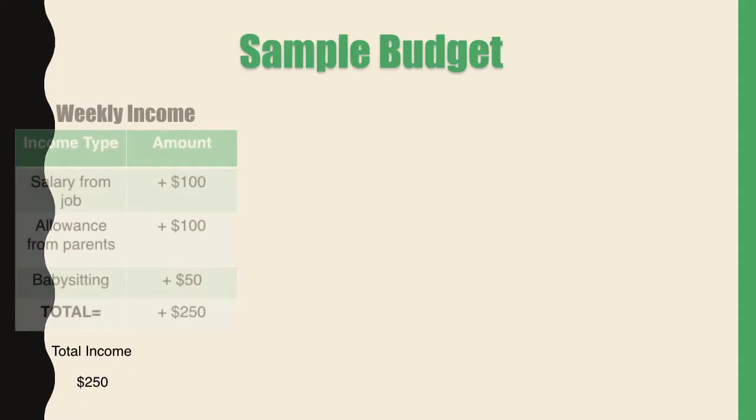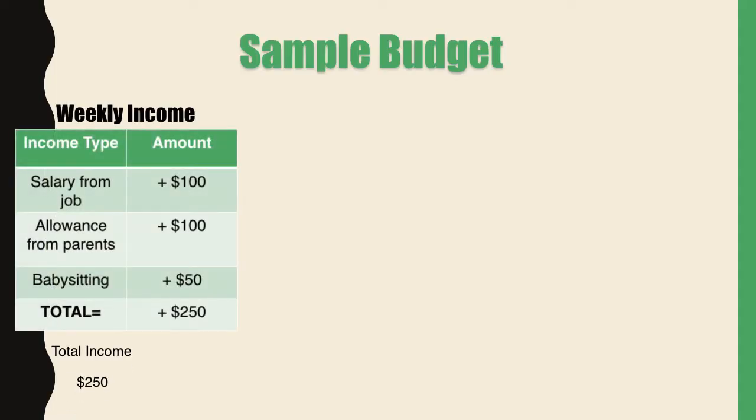Here is an example of a weekly budget that I have created for myself. The first thing that I did was identify my sources of income for that week. These income sources included salary from job, allowance from parents, and babysitting. My total income for the week will be about $250.